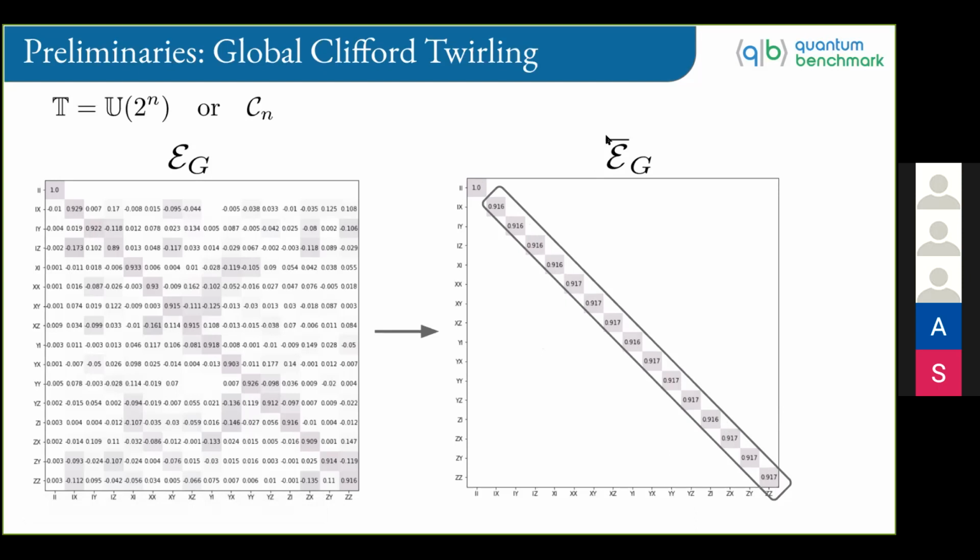And so we call this average channel epsilon with an overline to indicate that it's being averaged. And so now you've reduced 4 to the n parameters by 4 to the n parameters to 1 parameter. And what you'll notice is that the process fidelity of these two channels is the same because the average of the diagonal is the same. And that's the definition of process fidelity.